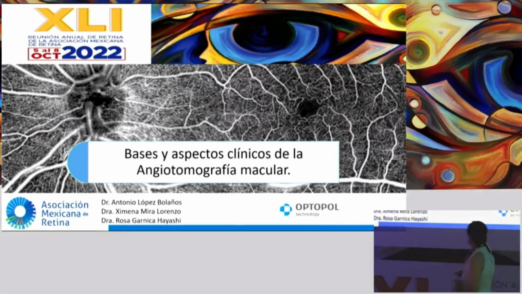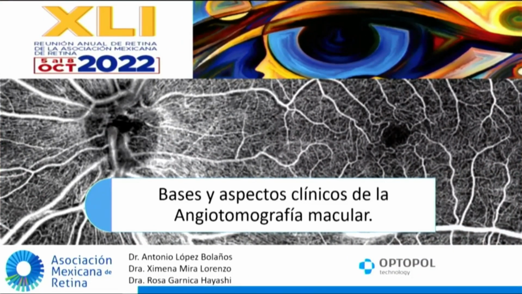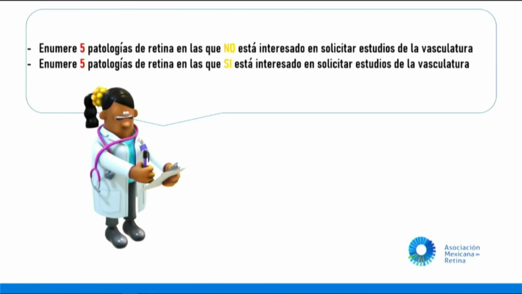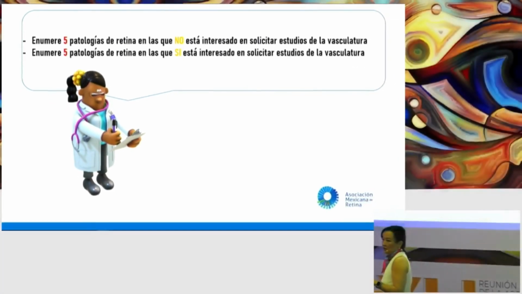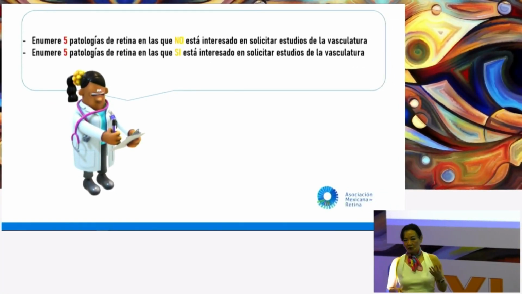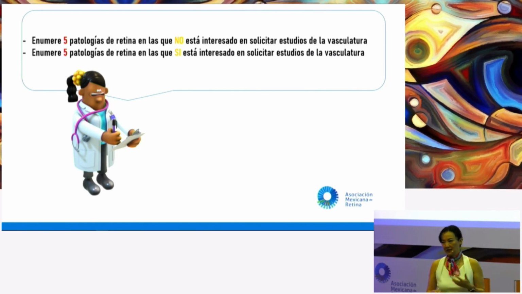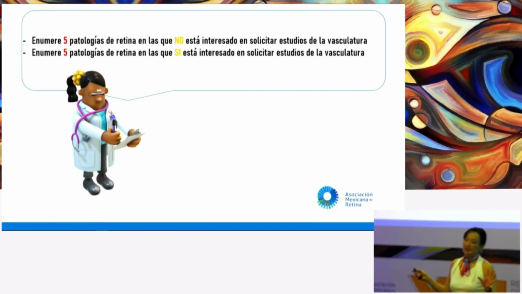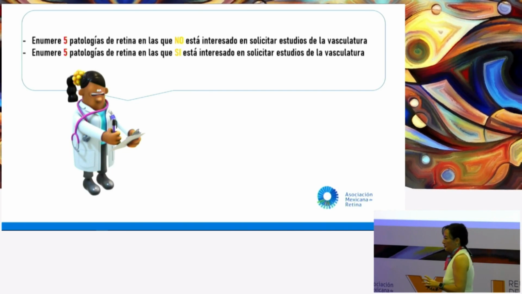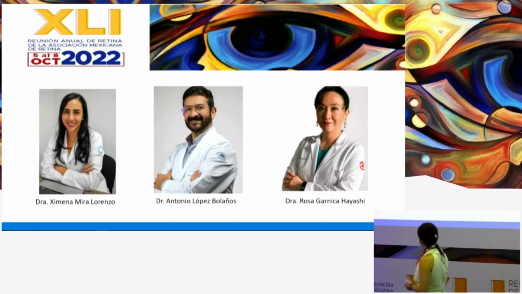The title of this course is Clinical Foundations and Aspects of Macular Angiotomography. Before we get started, I'd like to ask a favor of you. Please make a list, a mental exercise. Make a list of 5 retinal pathologies you would be interested in studying the vascular pathology of, whether retinal or choroidal. And also make a mental list of 5 pathologies you would not be interested in studying that pathology.